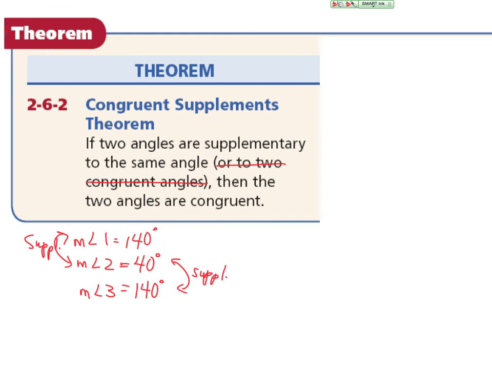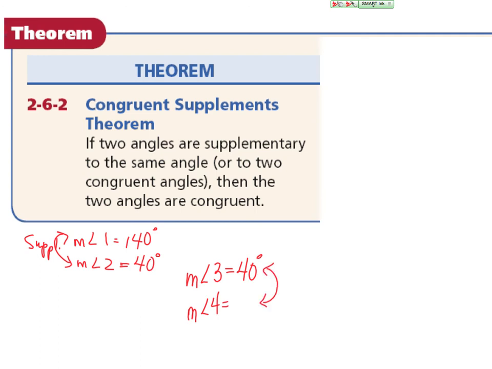Now how's the parenthesis part go? Or to two congruent angles? Well, let's say, we have to change this a little bit. Those two are supplementary. Let's make angle 3 the same as angle 2. And then we'll say angle 4 is a supplement to angle 3. So 1's a supplement to 2, 4 is a supplement to 3, but 2 and 3 are the same. They are congruent angles. Still, can you see where angle 4 ends up the same as angle 1?